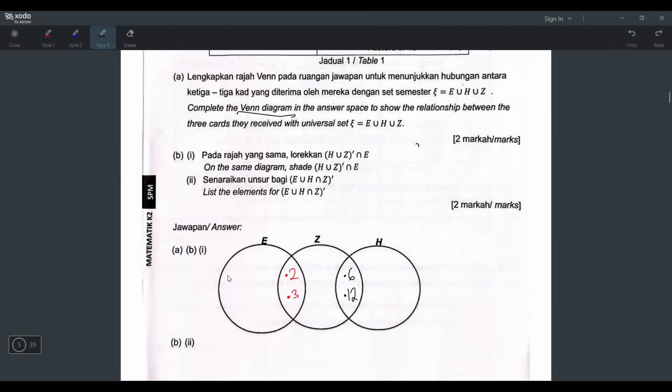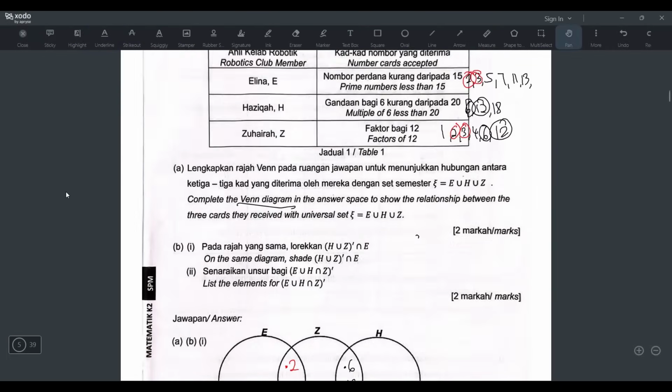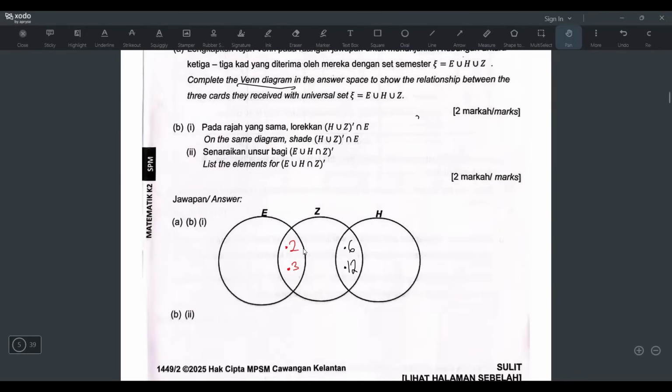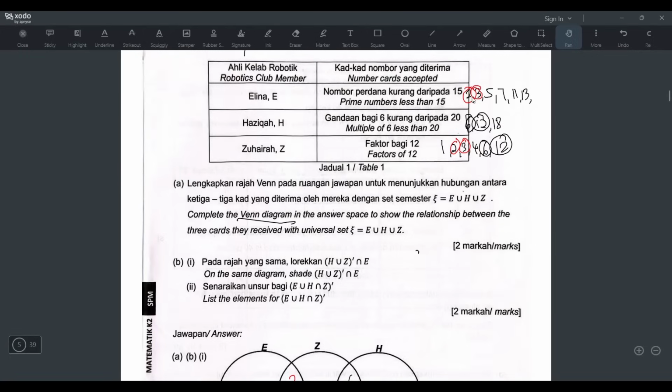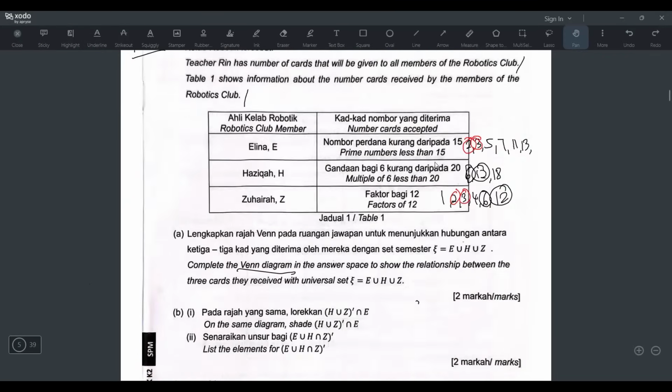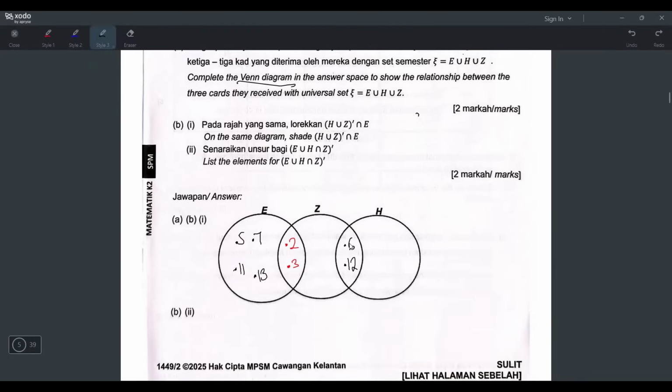Okay, this is the region for what? Ini kawasan untuk apa? Kawasan untuk E only. So what's E only? 5, 7, 11, 13. 2 and 3 is not for E only. 2 and 3 is sudah tulis. Okay. So everything except 2, 3 will be 5, 7, 11, 13. Okay, and you have to put dot also lah. 5, 7, 11, 13. So for E only, it will be this. Okay. Now for the next step, let's look at H only. 6, 12, 18. But the 6, 12 no need to write already. Because 6, 12 is written here already. So for H only, it will be 18.